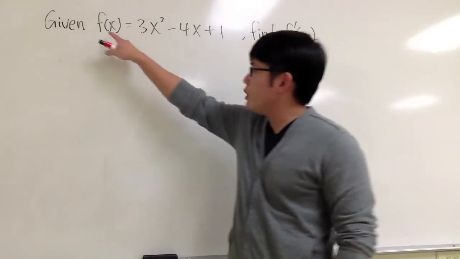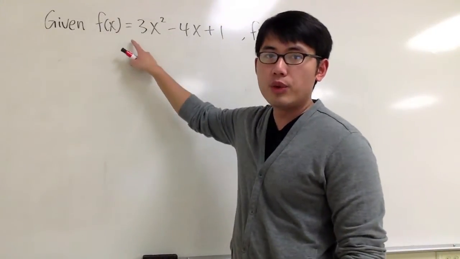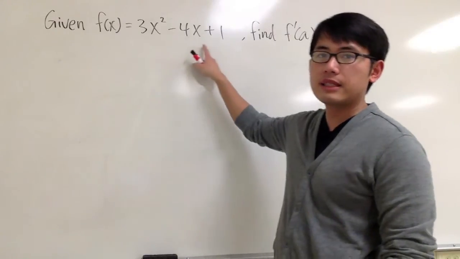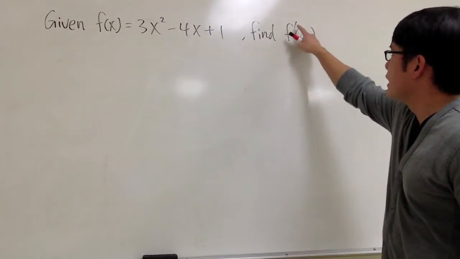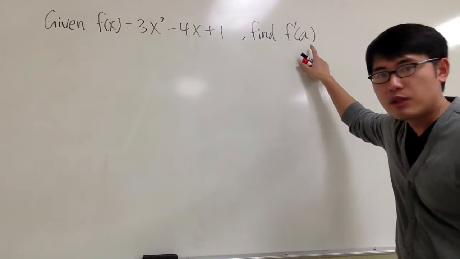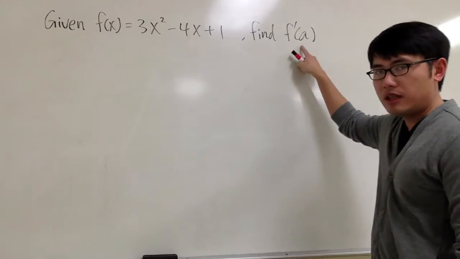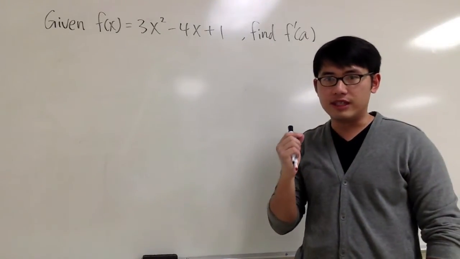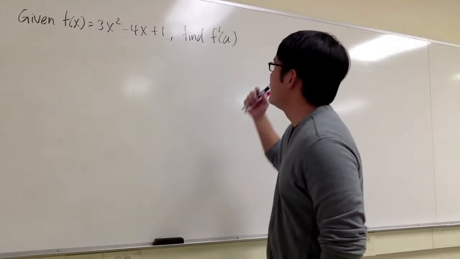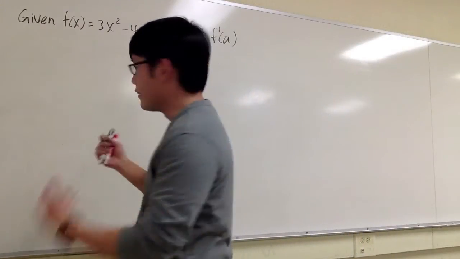Okay, for this question, we have given the function f of x is equal to 3x squared minus 4x plus 1. And then we are going to find f prime of a, namely the derivative of f at some number a. And at the moment, we can only use the definition of f prime of a. And we have two of them.